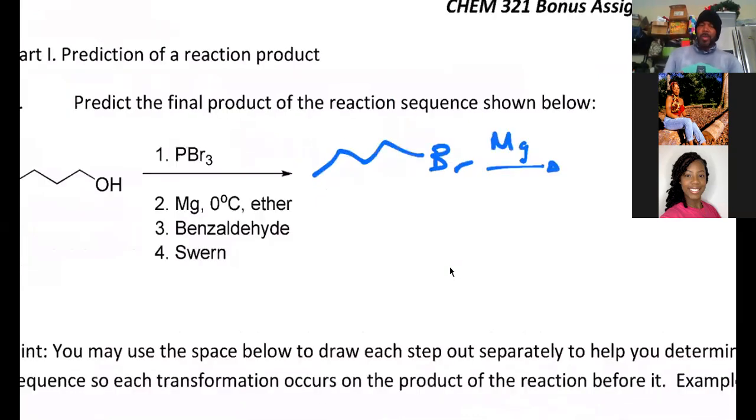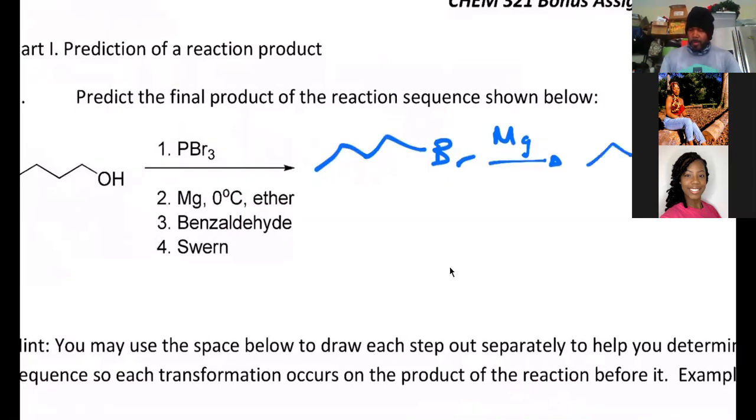Are you saying that you're going to make a Grignard? Yes. Okay. So the Grignard is going to be here. That's MgBr. Is that right? Yep. And then what happens when we take the Grignard and add it to benzaldehyde, which looks like this? And then followed by, of course, you're going to add some H+.